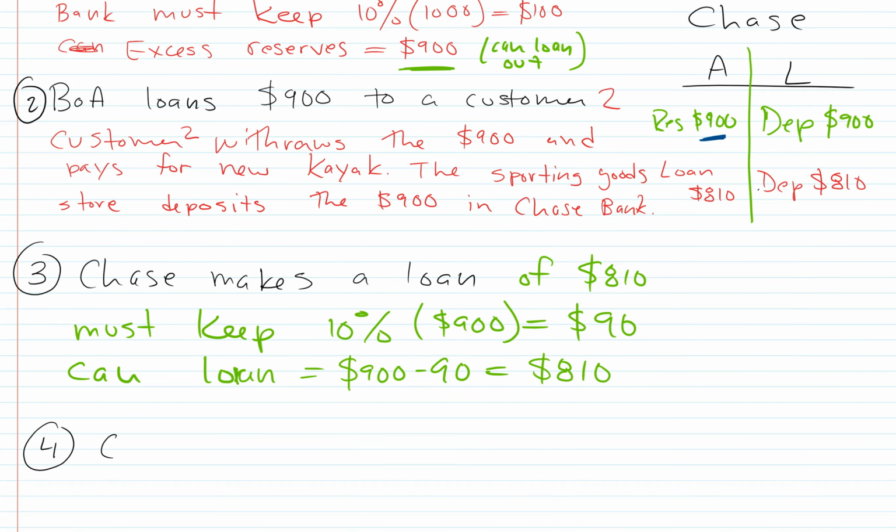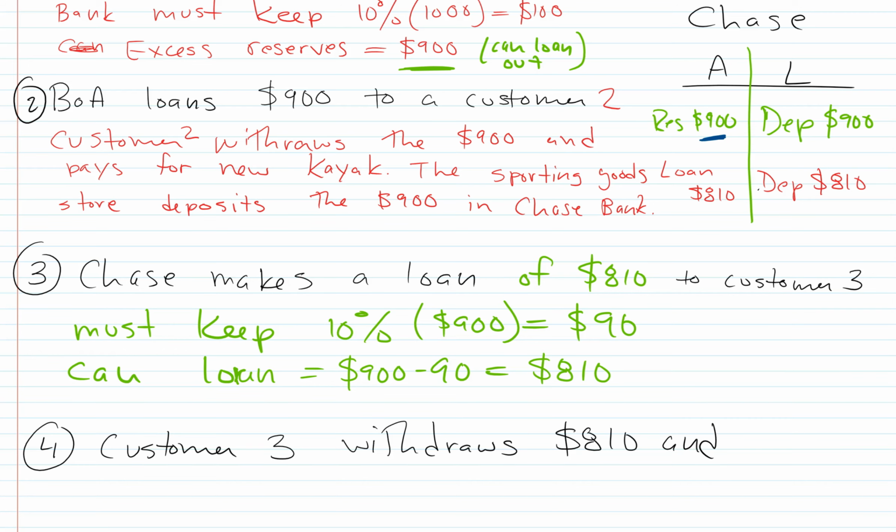So customer 3 withdraws the 810 and uses it to buy a bike. Okay, and then so now again we go back to this. Well, the deposit is now gone. The $900 is no longer $900. Now it's just $90. Okay, because they only had to keep 10% of it. The other 810 has been taken out. The loan is still there, and the deposits are still there.